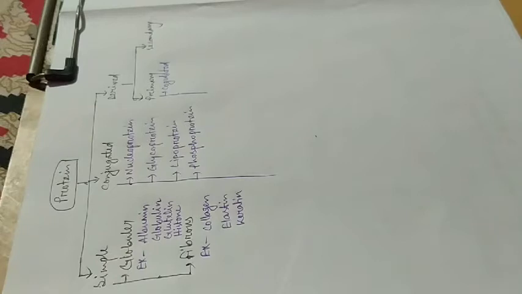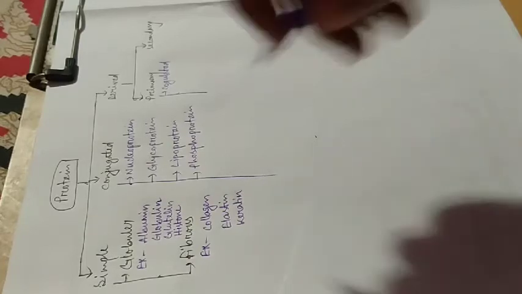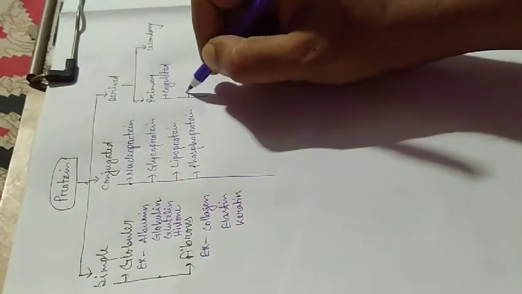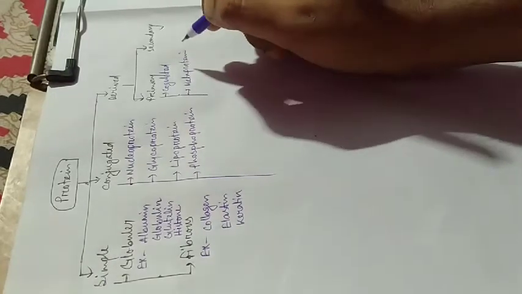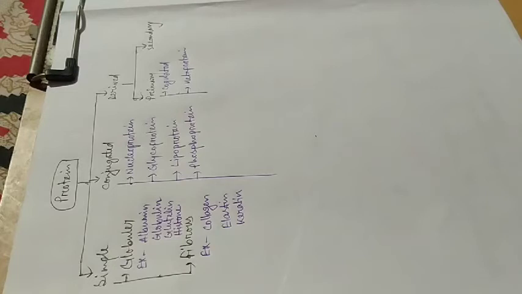What are coagulated proteins? These are denatured proteins produced by agents such as heat, acid, alkali, etc. Then metaproteins. These are the second stage products of protein hydrolysis obtained by treatment with slightly stronger acid and alkali. So those are called metaproteins.